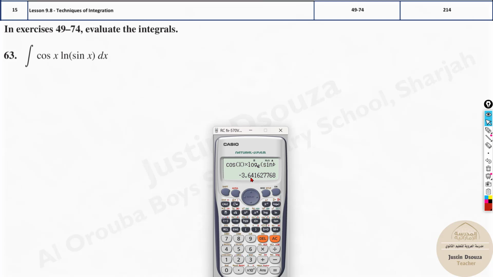Now this is not the correct answer. Why? Because I have not changed it to radian mode. Shift mode and 4 gives me the radian mode. Now this is the correct answer. So what you need to do is write it down somewhere, negative 1.7741. It's important to write 10 to the power minus 4 as well.